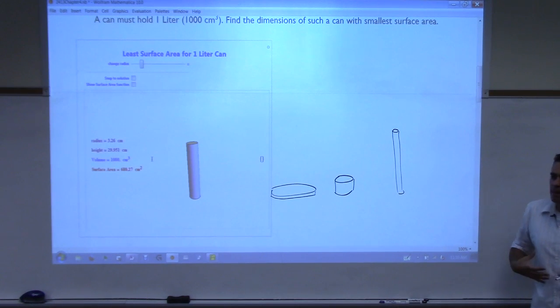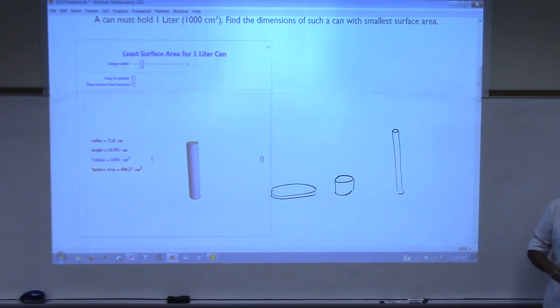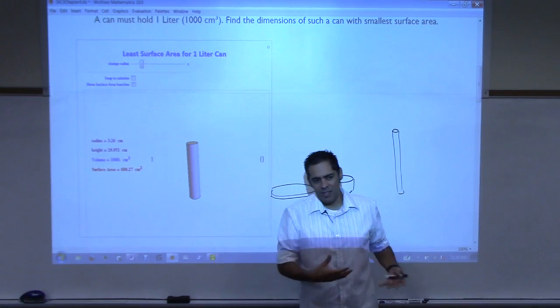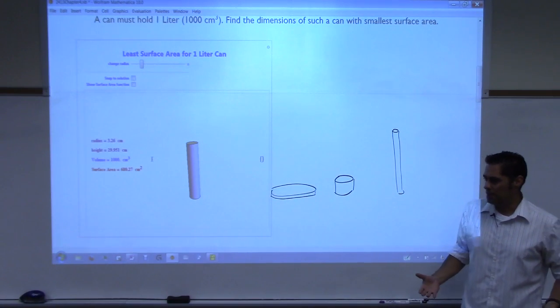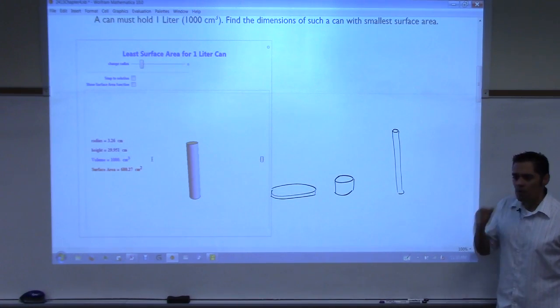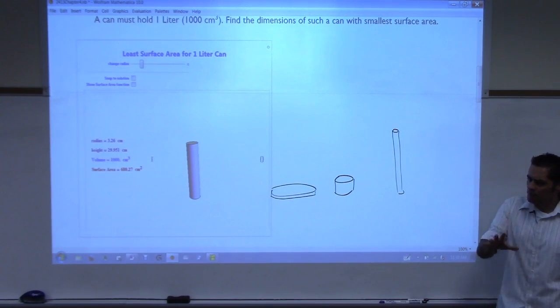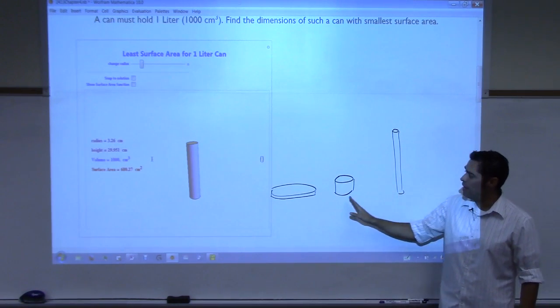Now, if I'm the company that's building these cans, I'm going to manufacture these cans, every one of these has to hold 12 ounces. I actually have to go purchase the aluminum so I can make my cans, right? And aluminum's not cheap. So I want to make these cans in a way that it requires the least amount of aluminum. So my first question to you is, here's 3 different cans. Let's say they all hold 12 ounces.